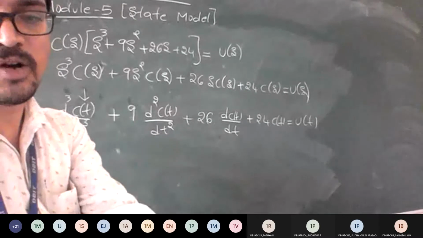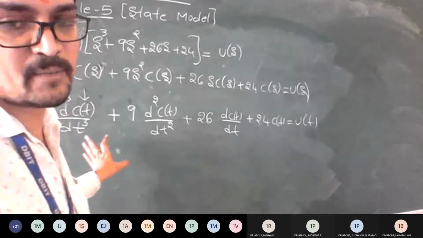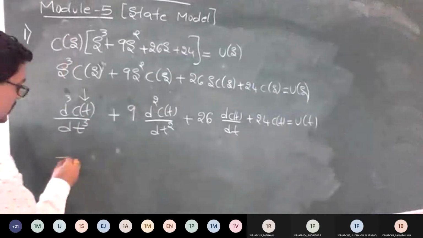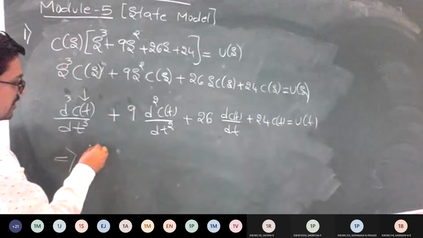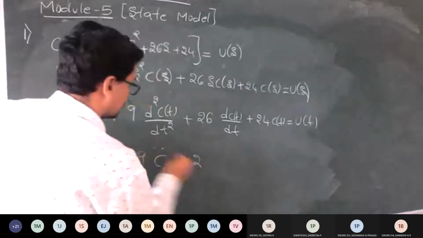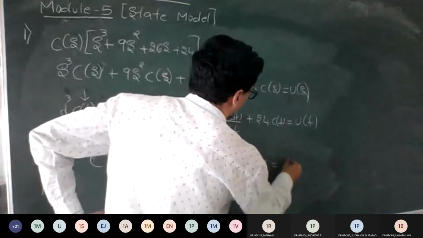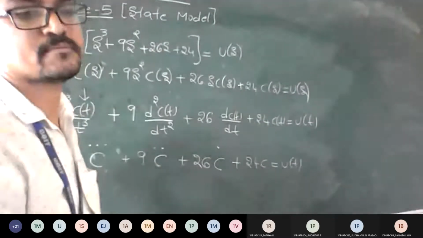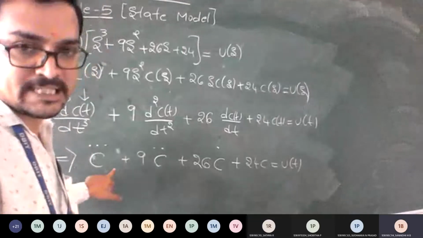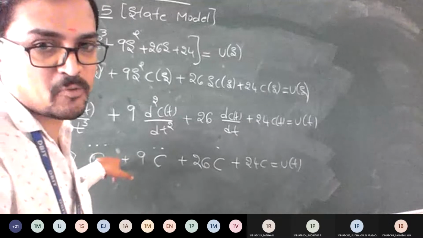So now what exactly do we want from this? Can I write this in the form of dots? Can I represent it here using dot representation? If you do that, what is the ultimate goal? C triple dot plus 9 double dot plus 26C dot plus 24C is equal to U of T. Correct? So now this is the ultimate thing I wanted. From here onwards, is it like the second problem you have solved?